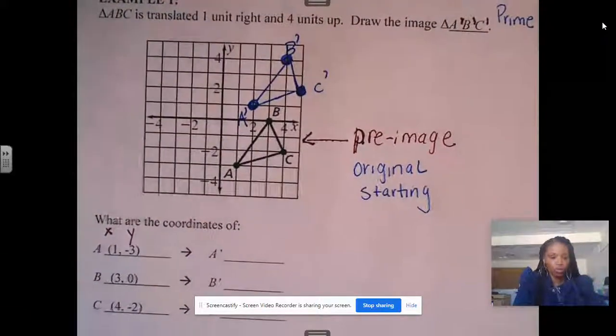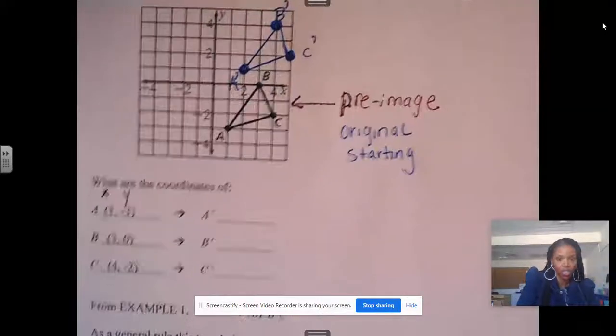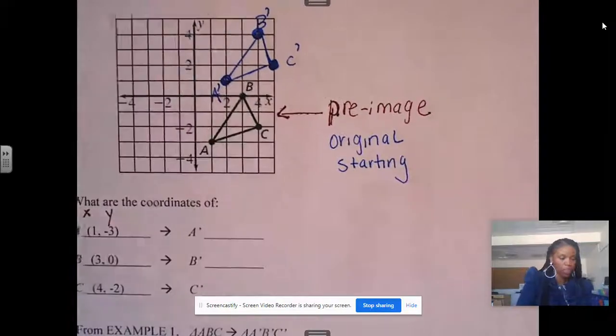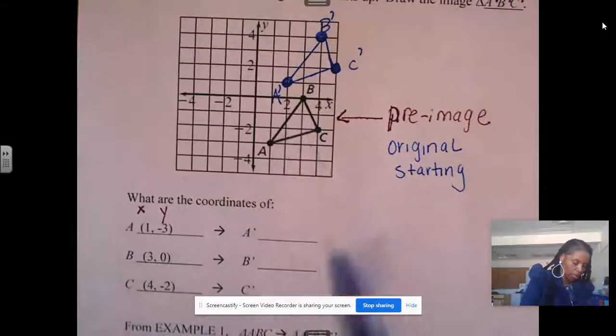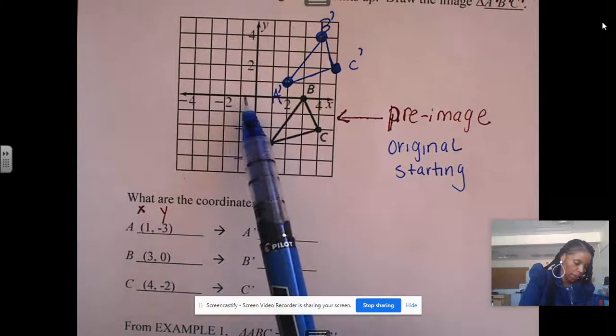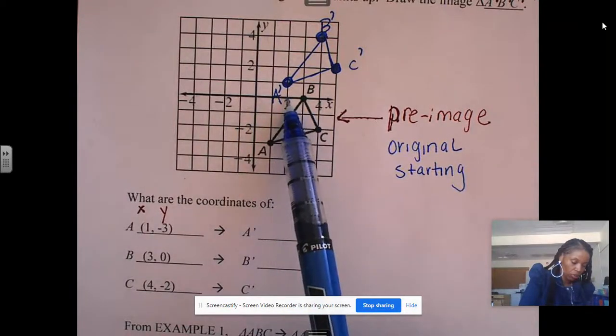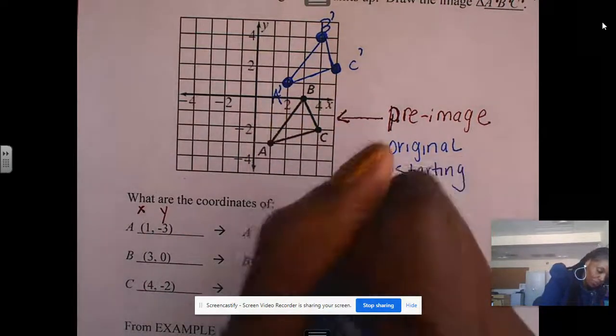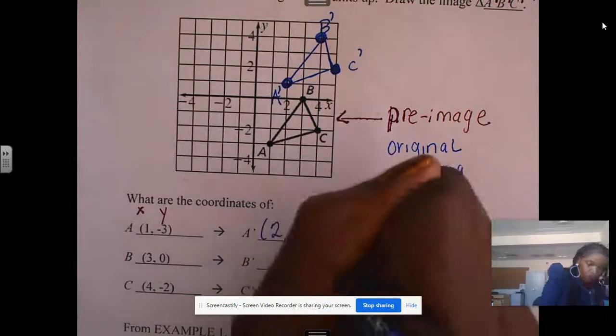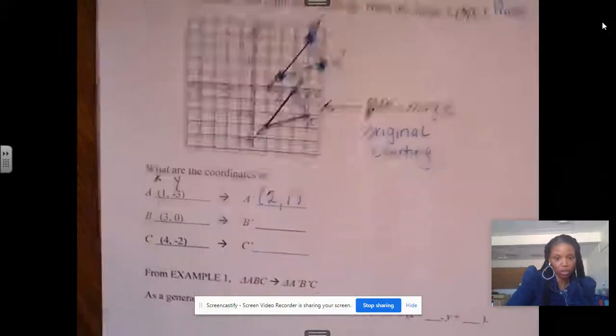Now, they want you to write the coordinates down here. So I'm going to be stating the coordinates. Remember, you start at the 0. We did this earlier in the year. You're starting at your 0 and just stating the coordinates. So for A prime, it'd be at the 2. My X is a 2, and I'm going 1. So this would be 2, 1. That's my point. All you're doing is stating your coordinate points.